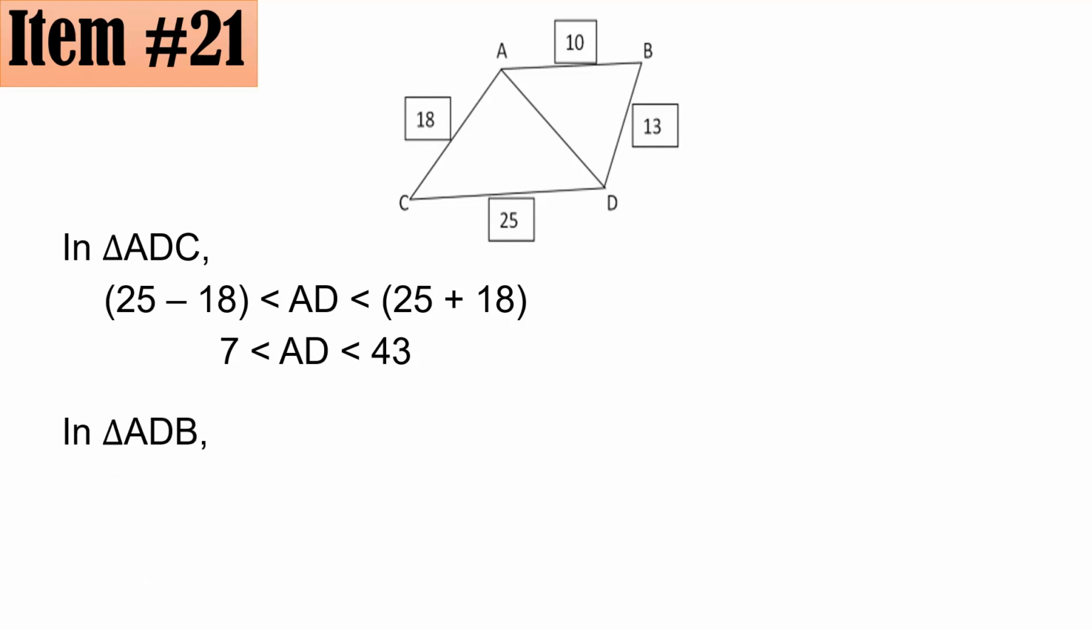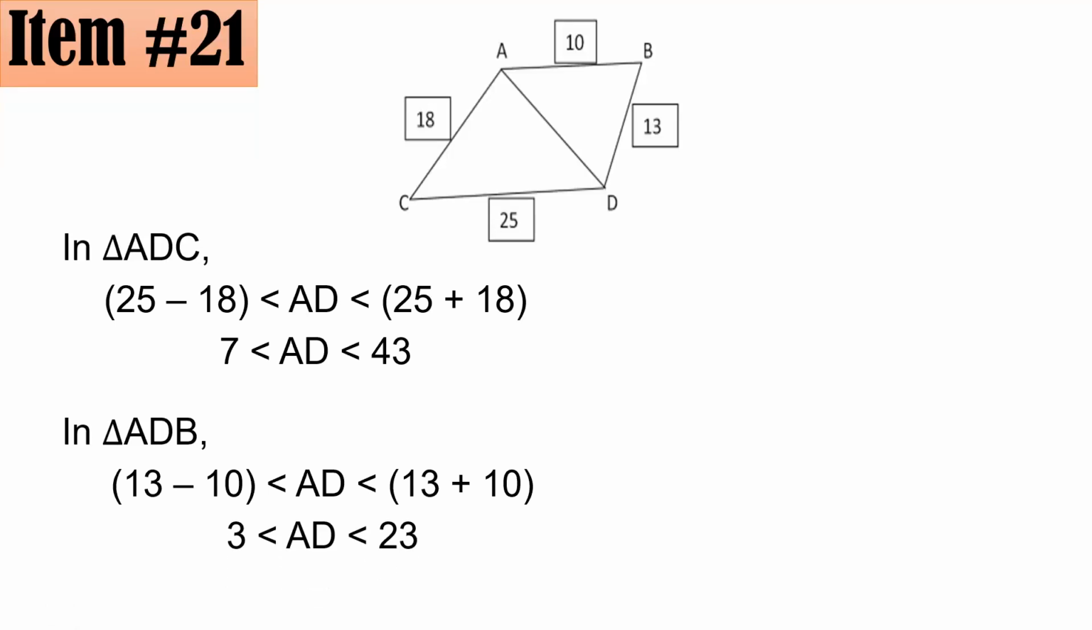How about po sa triangle ADB? Between what two values po yung AD? Okay, between 3 and 23 daw. And again, I agree, because of 13 minus 10, which is 3, and 13 plus 10, which is 23. So now, anong mangyayari dito? Di ba dalawa sila?